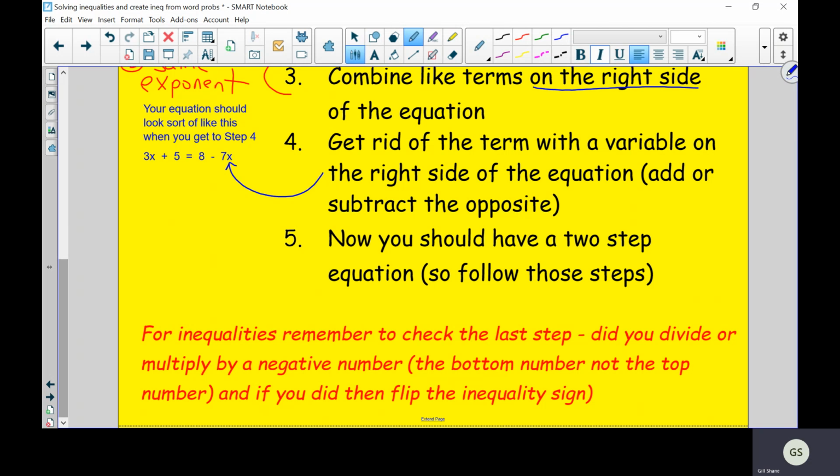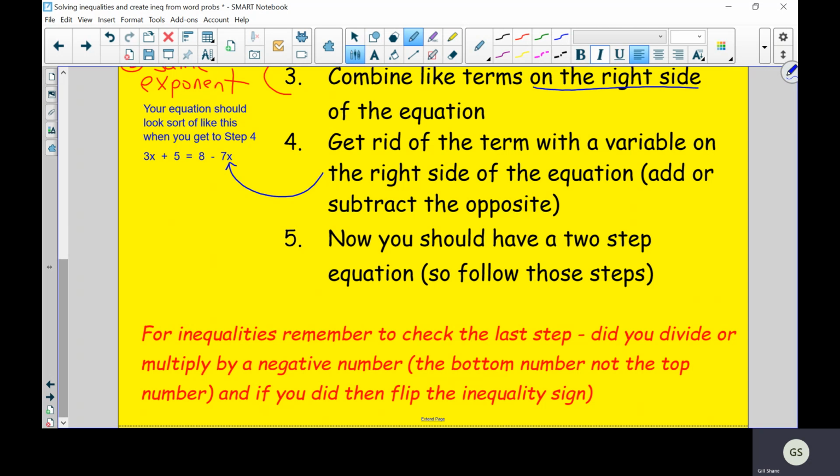1, 4, 8, 9, 10, 11. We'll leave the back page maybe for another day. So that's the 2-step inequality.